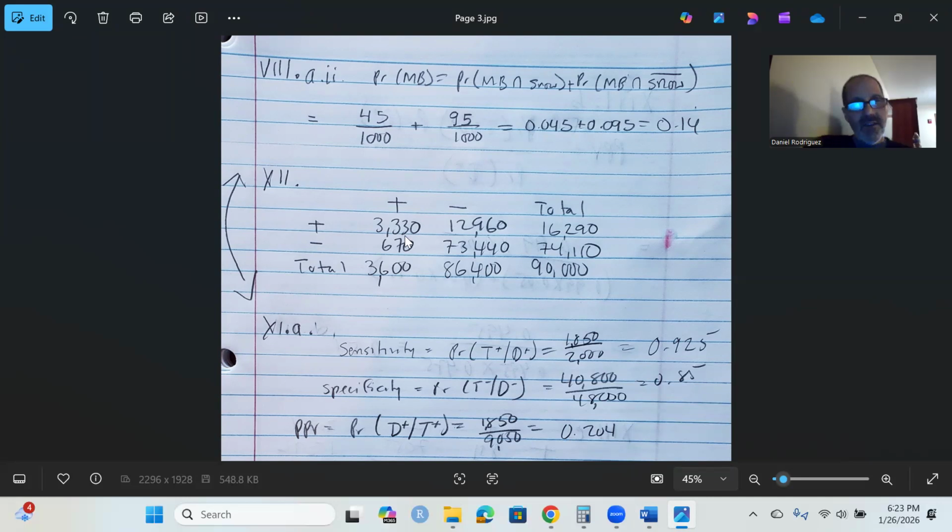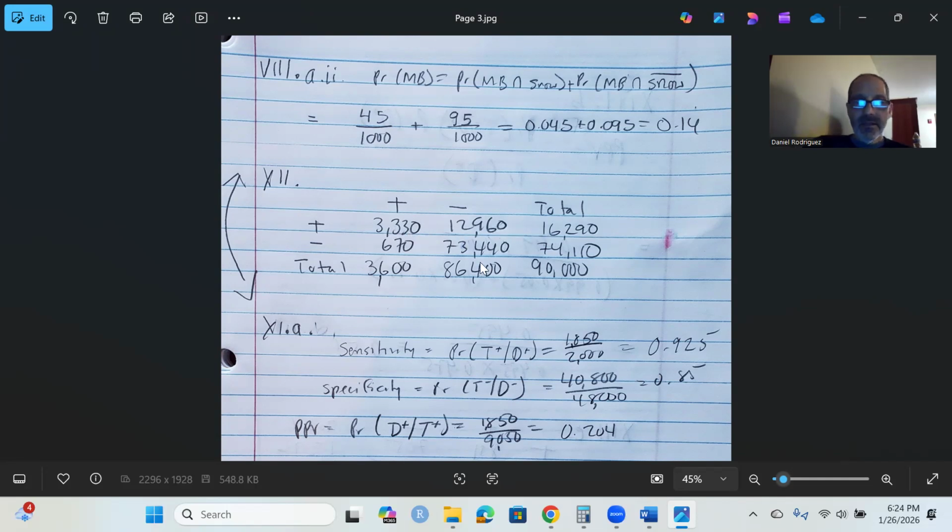Okay. If I wanted to know the PPV, the positive predictive value for this distribution here, it's the probability of being disease positive given one tests positive, so the condition is testing positive. We know that 16,290 people tested positive, and of those, 3,330 were disease positive. So what's the probability of being disease positive given one tests positive? It would be 3,330 divided by 16,290, in this table right here.